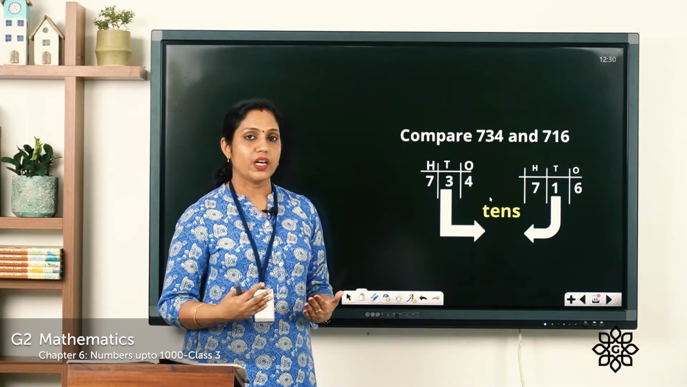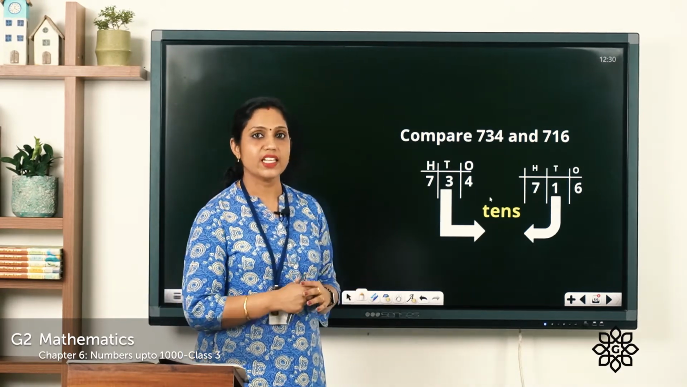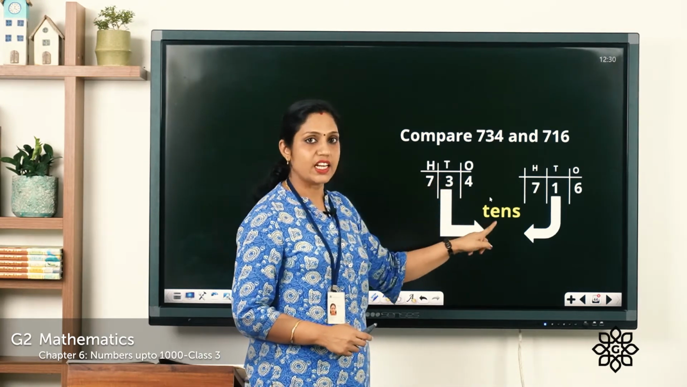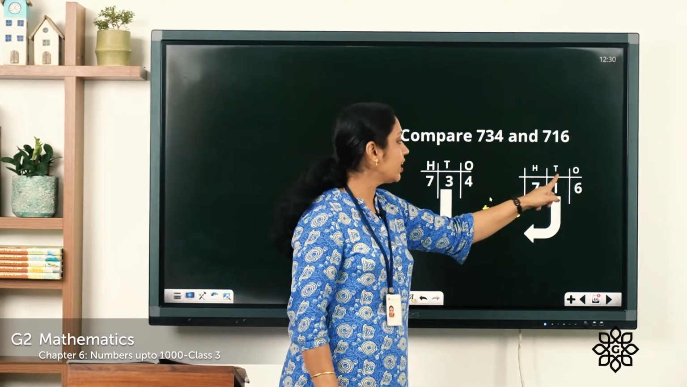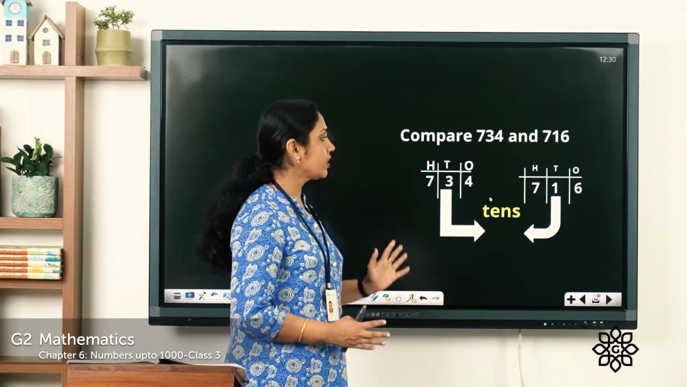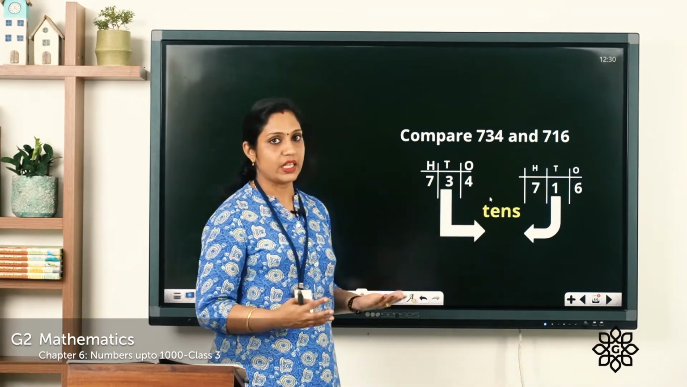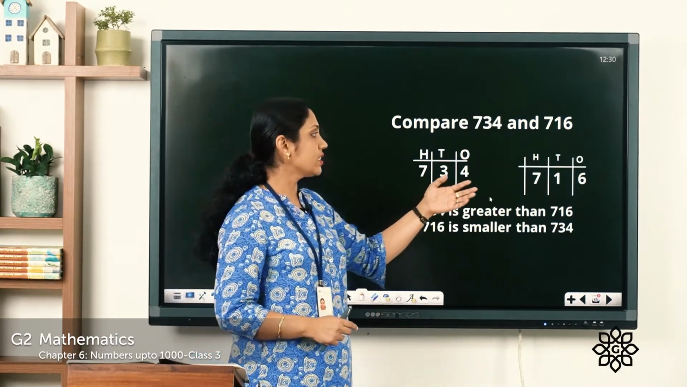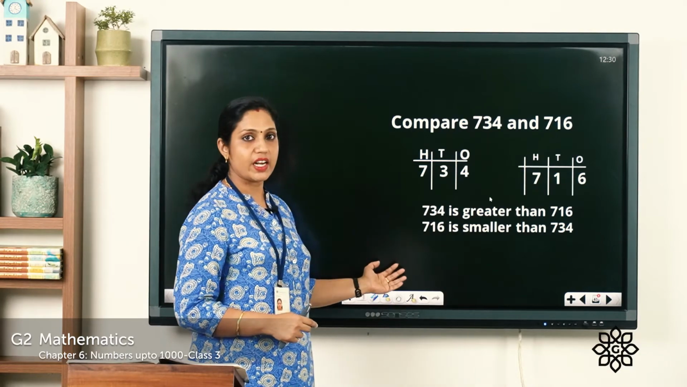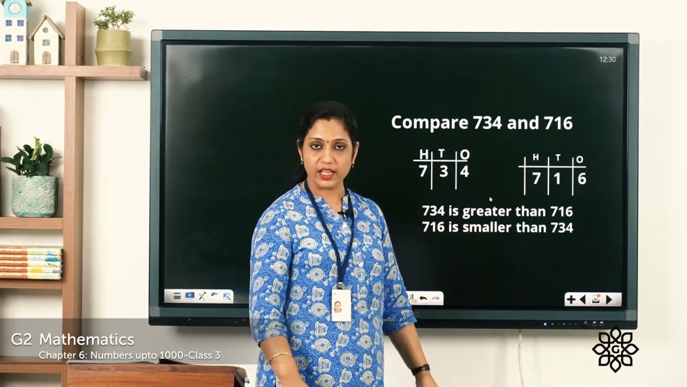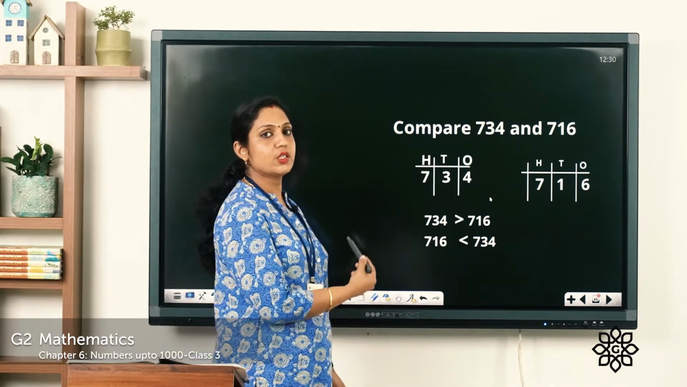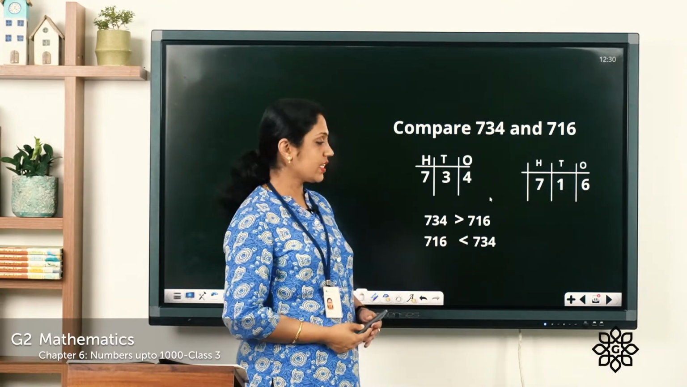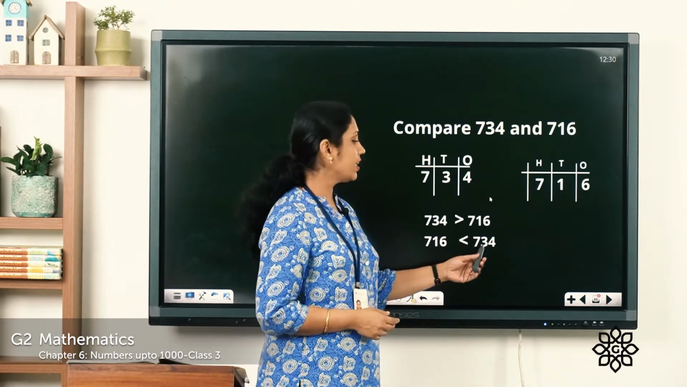Now how can we say which number is greater? When such a situation comes, next we have to move on to the tens place. So in the number 734, 3 is in the tens place, and in the number 716, 1 is in the tens place. So which is greater? 3 tens or 1 ten? It is 3 tens. So we can say that the number 734 is greater than 716, or 716 is smaller than 734. We can write this using the symbols, and read this as 734 greater than 716, 716 less than 734.